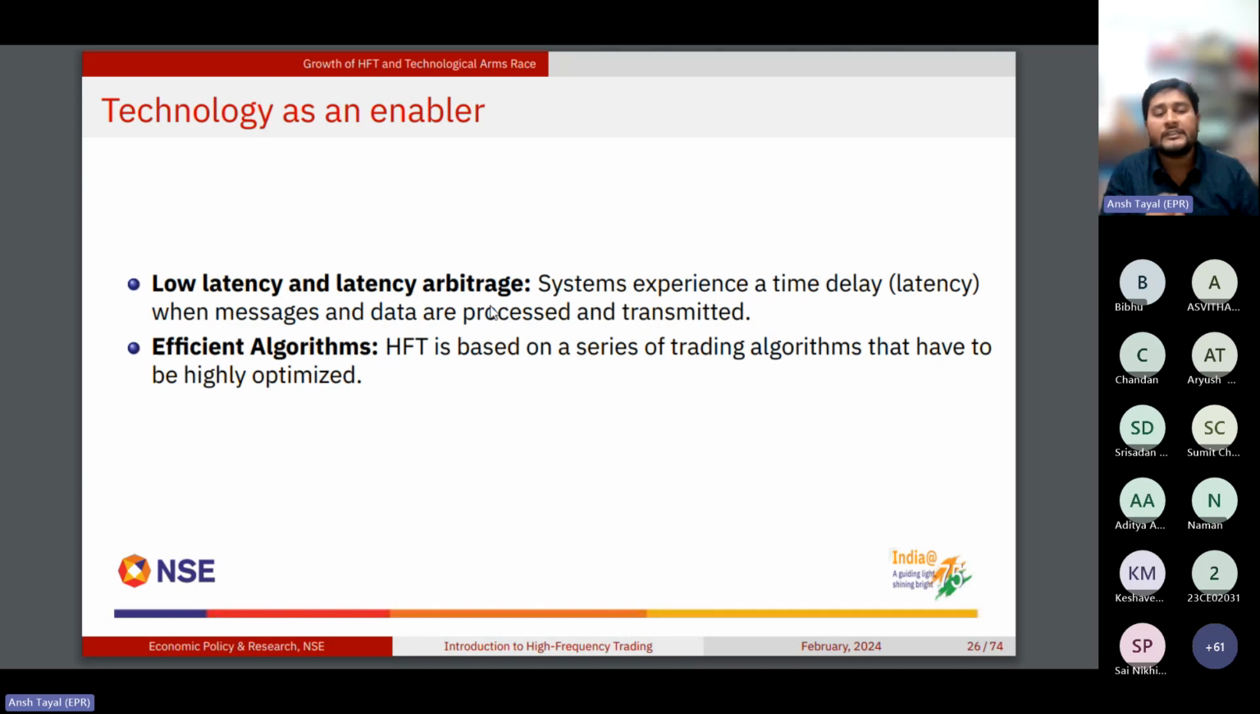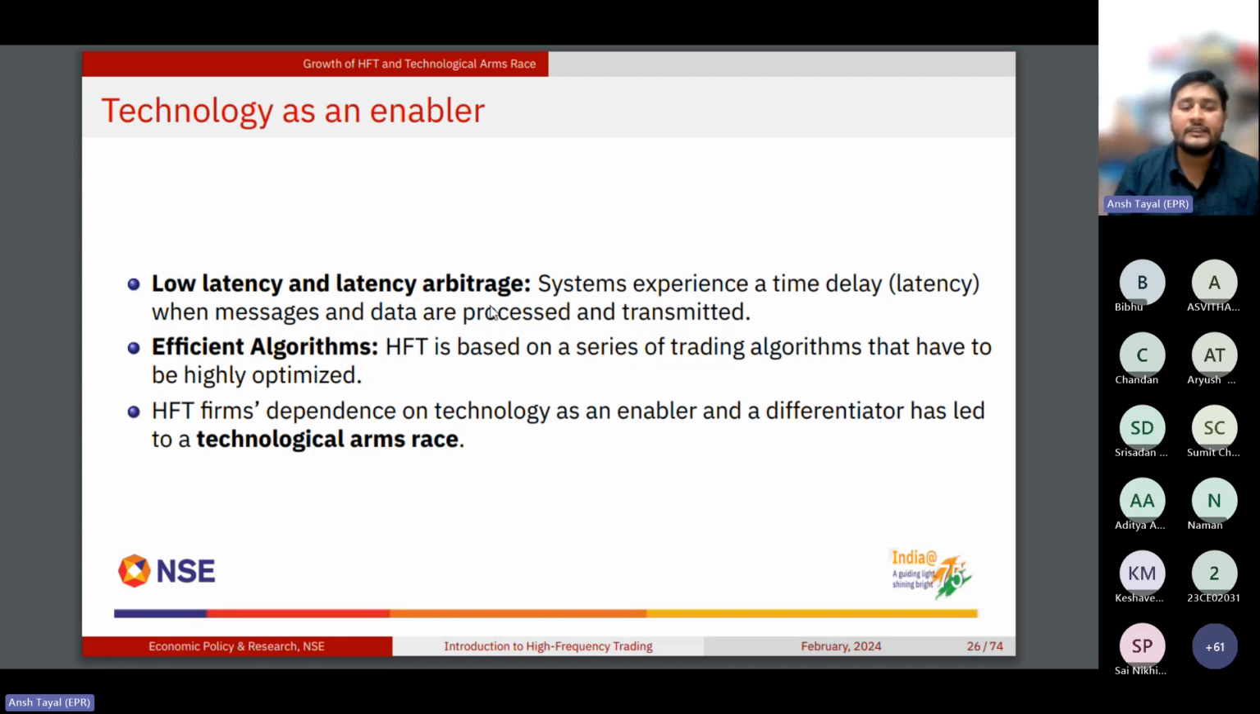And second is you need efficient algorithms. So you can have your servers as close to the exchange as possible, as a trading member or as a high frequency trader. But if you don't have efficient algorithms, your server will not be able to generate buy or sell signals quick enough so that they can be placed to the exchange. So how it works is that the regular tick by tick data, every order tick by tick data, is coming to your server. Your server has an algorithm that's processing it, and then it's generating a buy or sell signal. And then that buy or sell signal again goes back to the exchange's server to be executed. So you need efficiency on both parts of it.